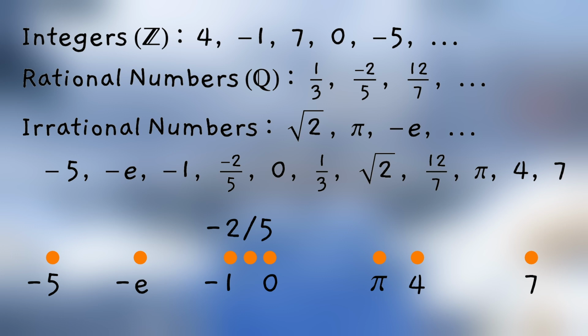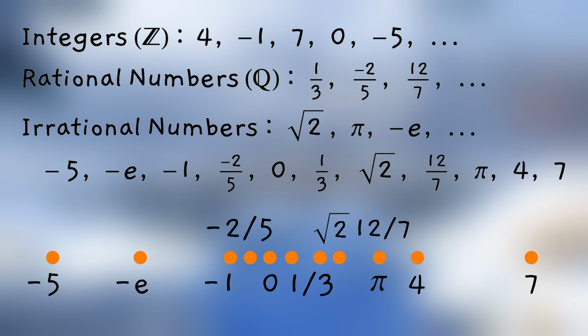And then we have 1/3, which would be quite close to 0. We'll draw a dot there. The square root of 2 is 1.414, etc. It goes on forever. And we will put a dot here for the square root of 2. And then 12/7 is 1 and 5/7, and that would go right around here. So these are the 11 sample real numbers that we chose.